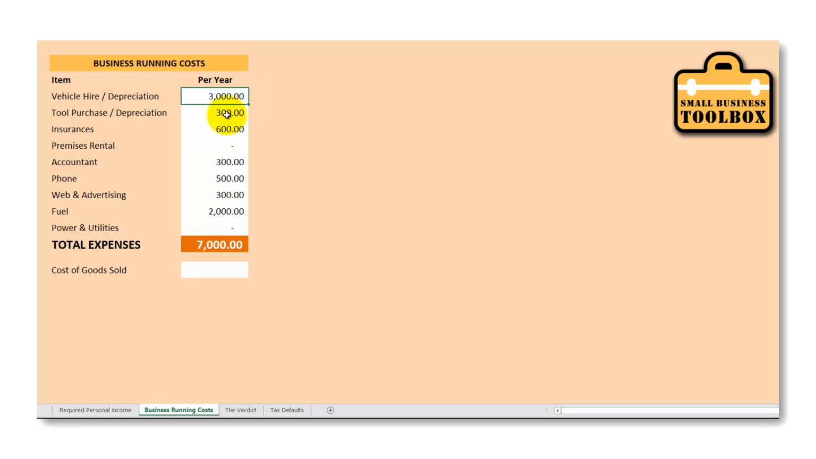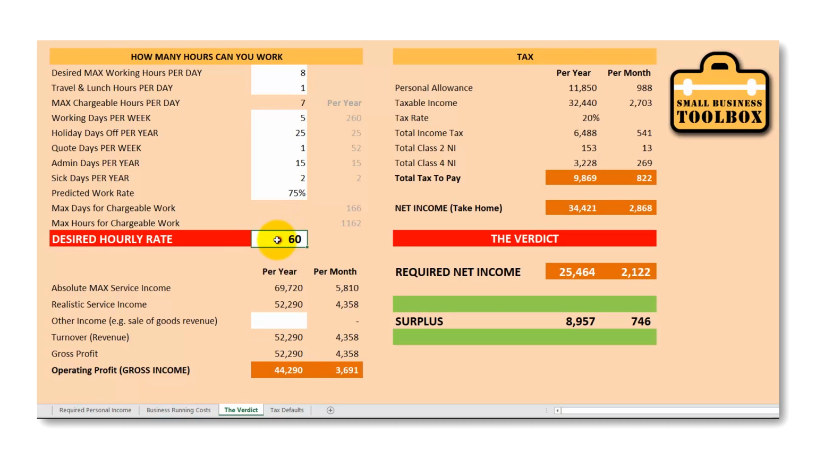We'll take all of these figures again to more realistic numbers. Insurances, I still think £1,000 a year is very reasonable for that. £500 a year on accounts, £500 a year on advertising and web if you want your business to grow in any way whatsoever. Let's tweak this to £50 an hour. A lot of you will be saying, oh my God, I'll never be able to charge £50 an hour. We're just getting past the average wage now.